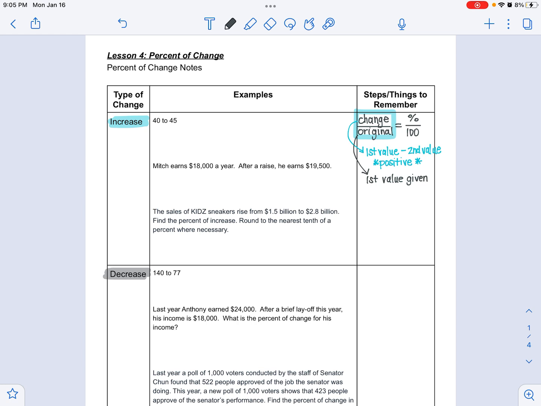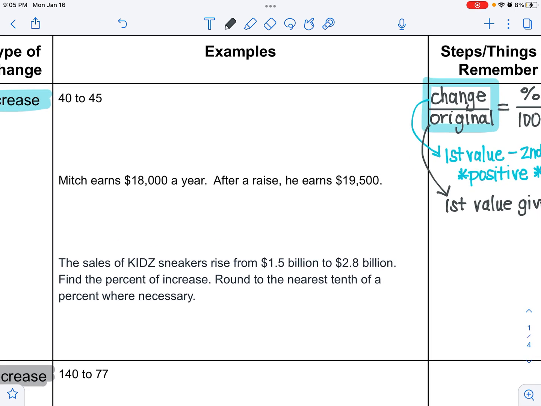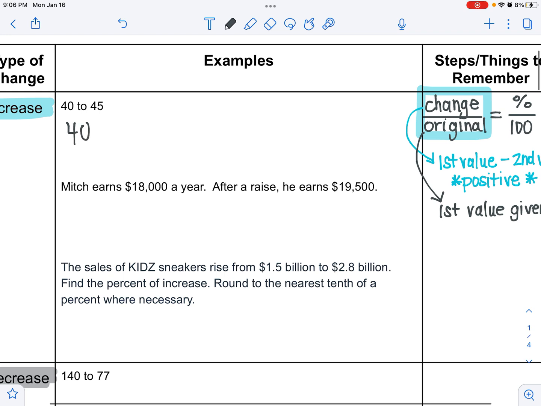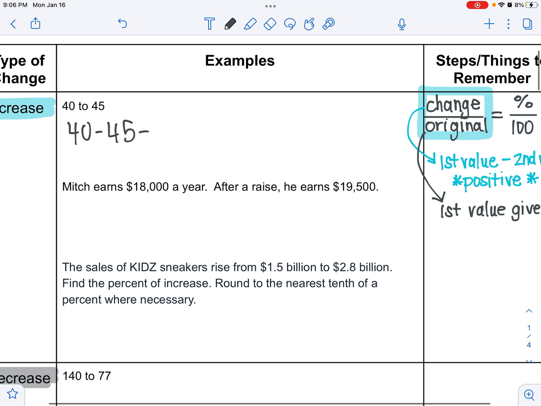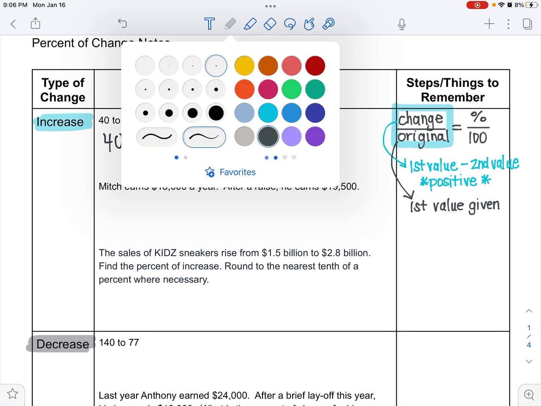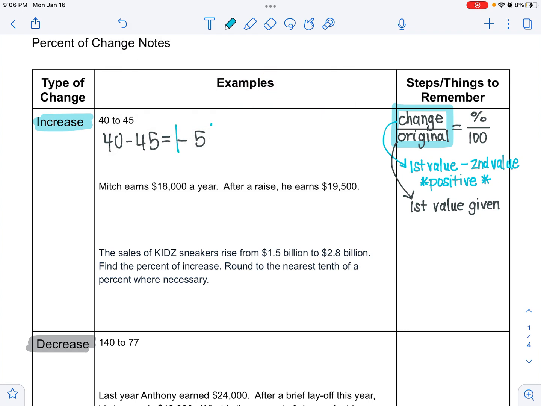Let's talk about the first problem, the number 40 to 45. So our first value listed is 40, and our second value listed is 45. So when I subtract those, I get -5. So like I said, it has to be positive. So since it has to be positive, we're going to take this absolute value, and we're going to find the change of 5. So this 5 represents just the change. We also have to find the original number. So the original number is just the first value given. So this 40 right here, this is our original.